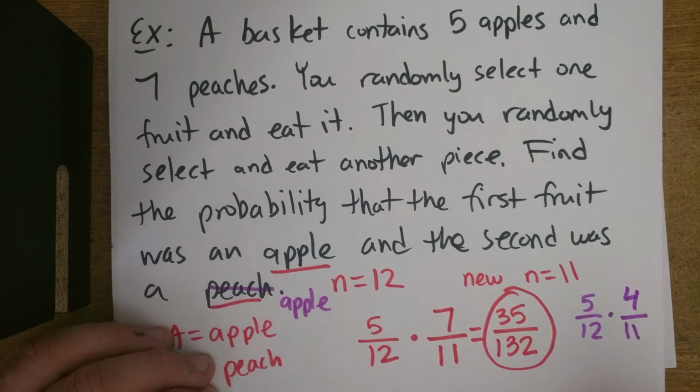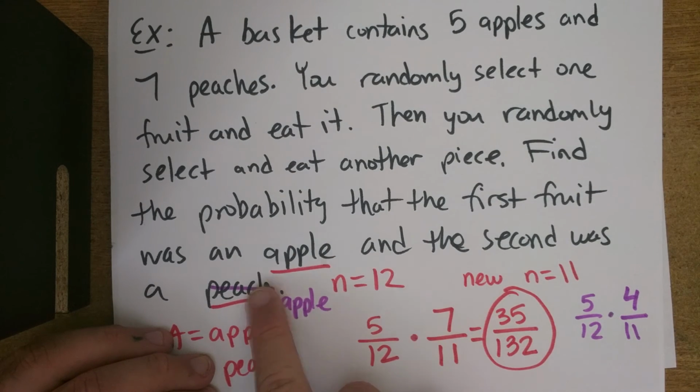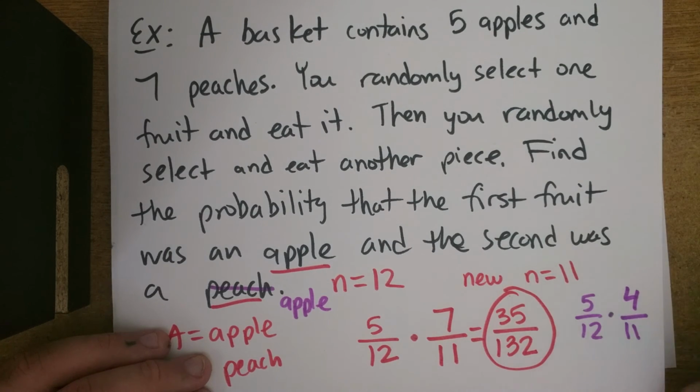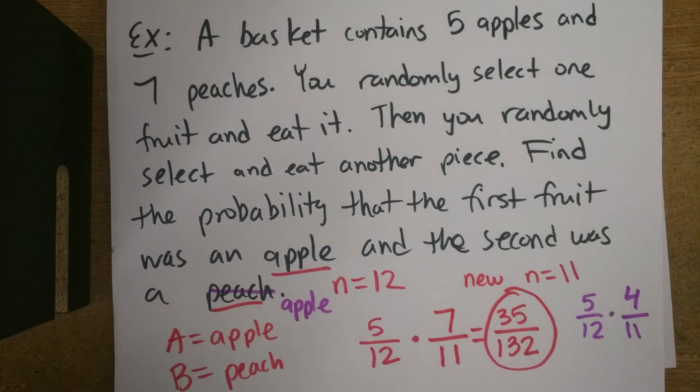And so that's how it would change if you were doing apple and then apple again, instead of apple and peach like our original problem here. Then you would just multiply and simplify. I'm not going to do that because you guys know how to do that. All right, and that's independent and dependent events.